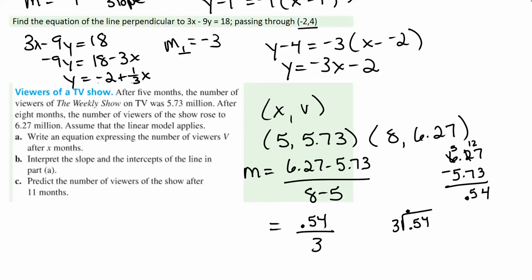So we bring up the decimal here. 3 goes into 5 one time. And then when we subtract, we get 24. 3 goes into 24 8 times. So 0.18 is your slope.